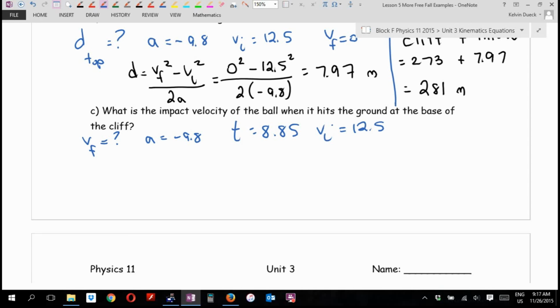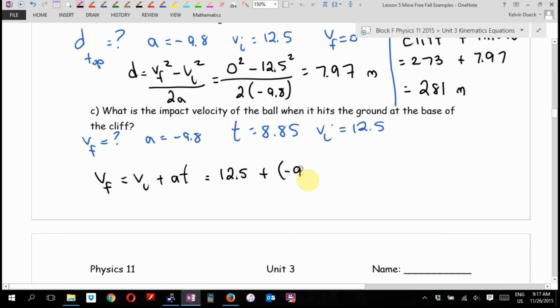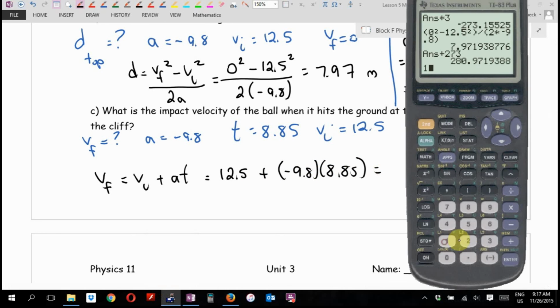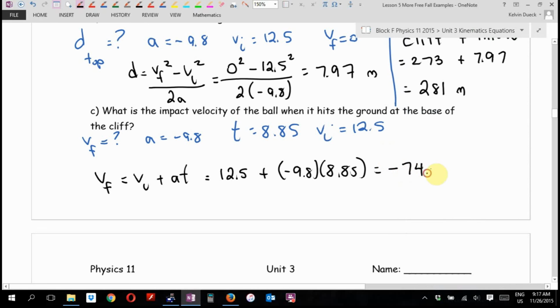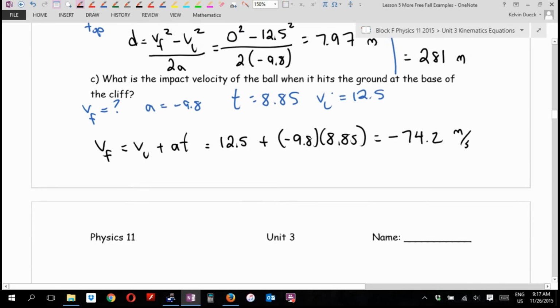Oh, this is nice. I think I can use VF equals VI plus AT, can I not? And VF's already by itself. Nice. 12.5 plus negative 9.8 times 8.85. It hits the ground at negative 74.2 meters per second. Units, meters per second. Is that okay?